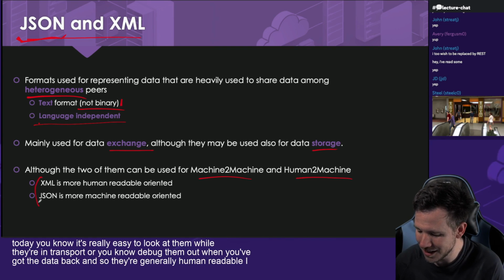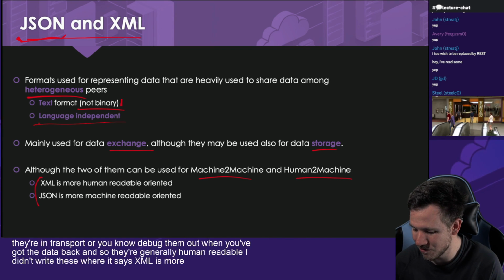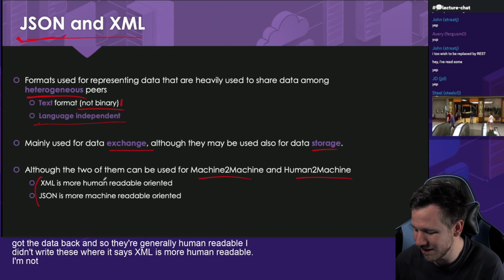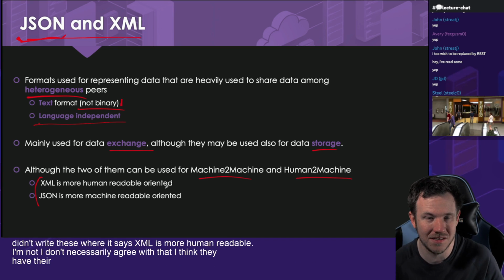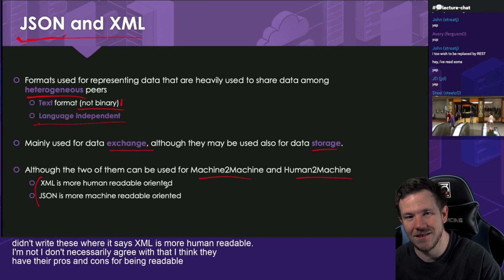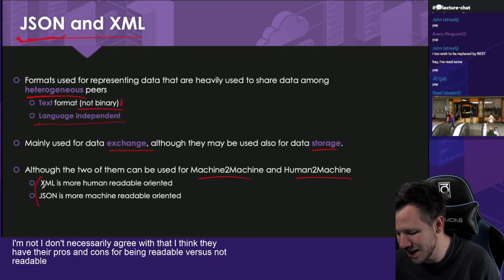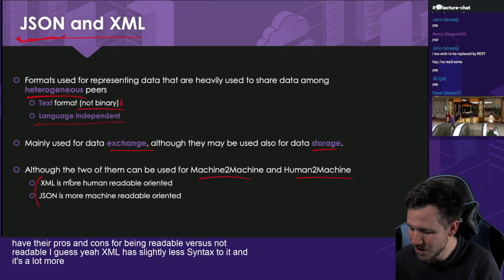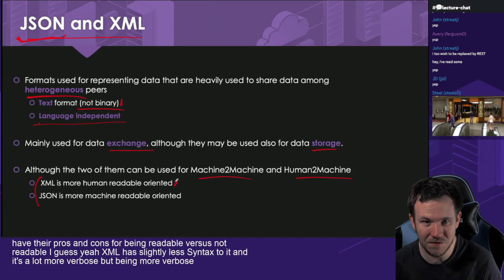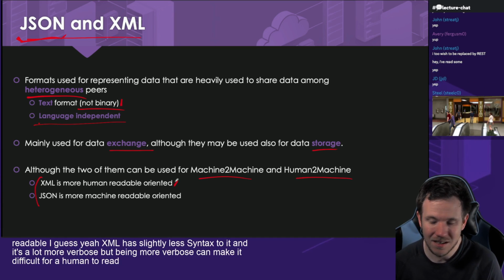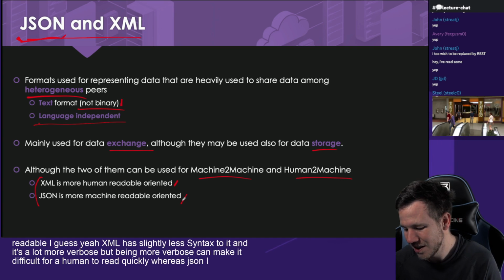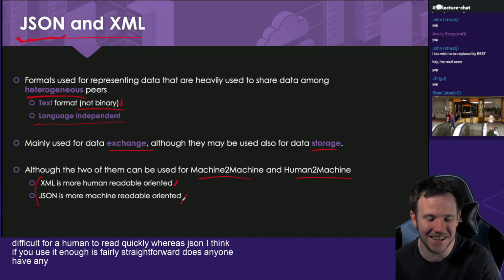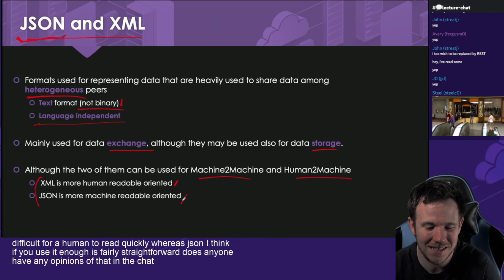I didn't write these where it says XML is more human readable. I don't necessarily agree with that. I think they have their pros and cons for being readable versus not readable. I guess XML has slightly less syntax to it and is a lot more verbose, but being more verbose can make it difficult for a human to read quickly, whereas JSON, I think, if you use it enough, is fairly straightforward. Does anyone have any opinions of that in the chat? Of like, which one do you think's easier to read?